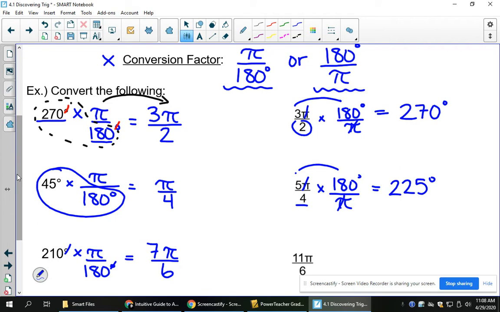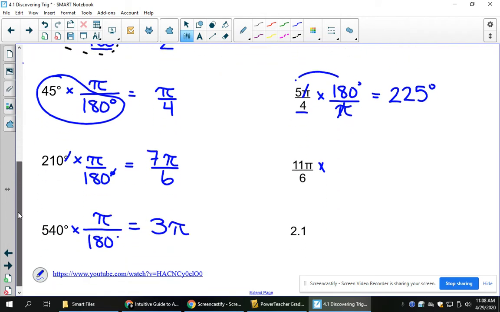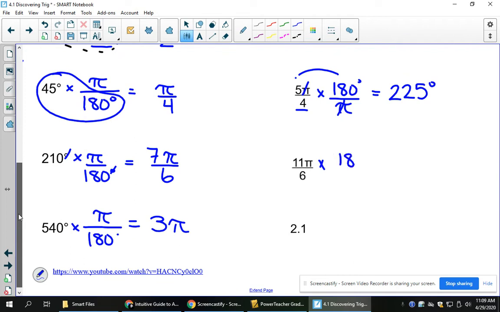Try again. 11 pi by 6. I want to end up in degrees, so I'll put the 180 degrees on top and pi on bottom. Cancel my pi's. 11 times 180 divided by 6. 330.